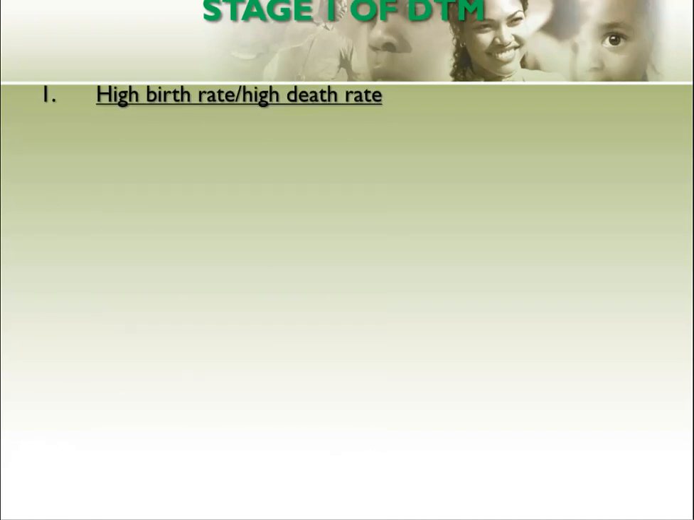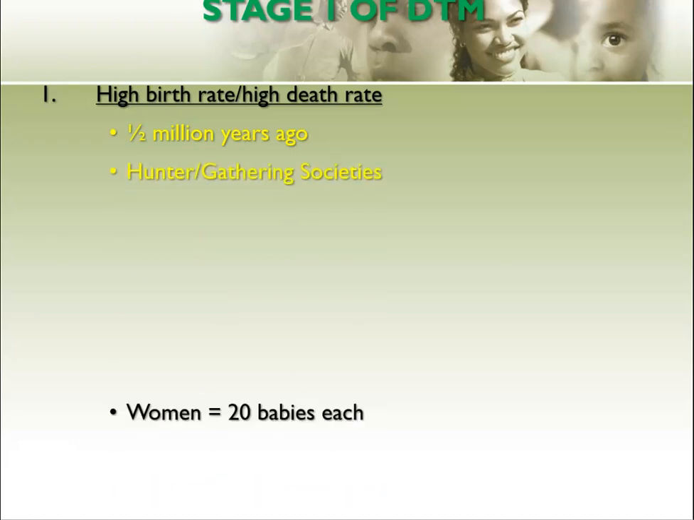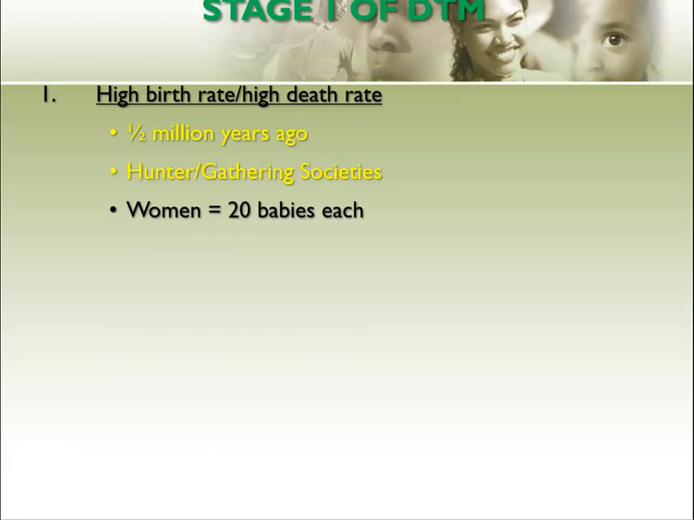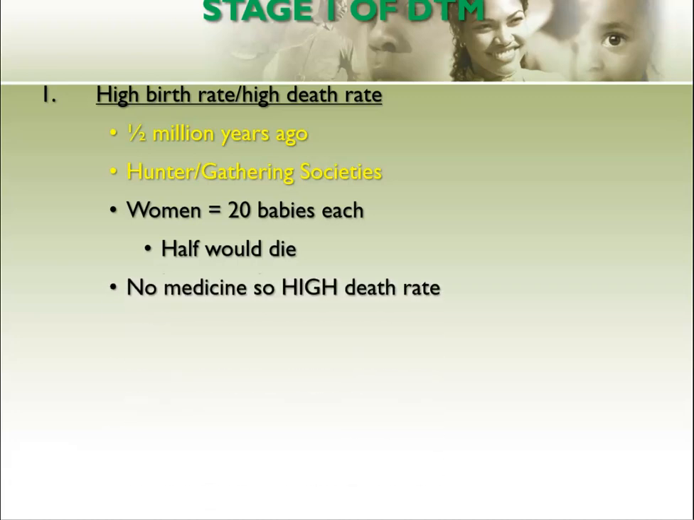This is stage 1 of the demographic transition model, in which we have high birth and high death rates, and this was 500,000 years ago, where there were hunting and gathering societies, and women had 20 babies each. Half would die, no medicine, so high death rates.